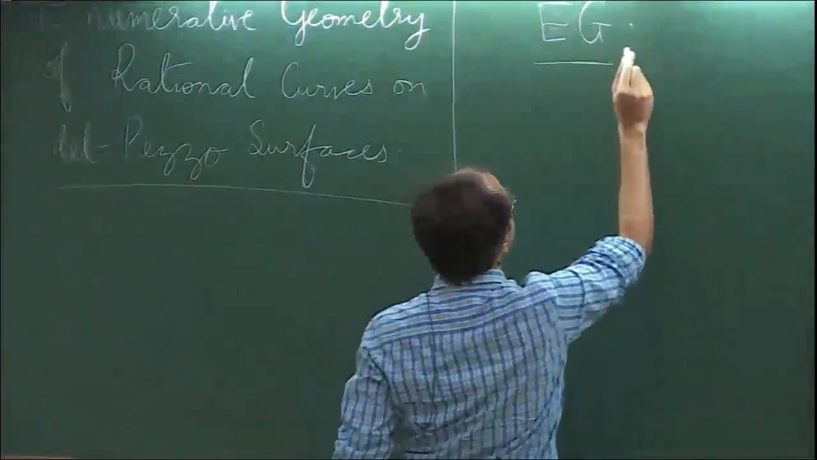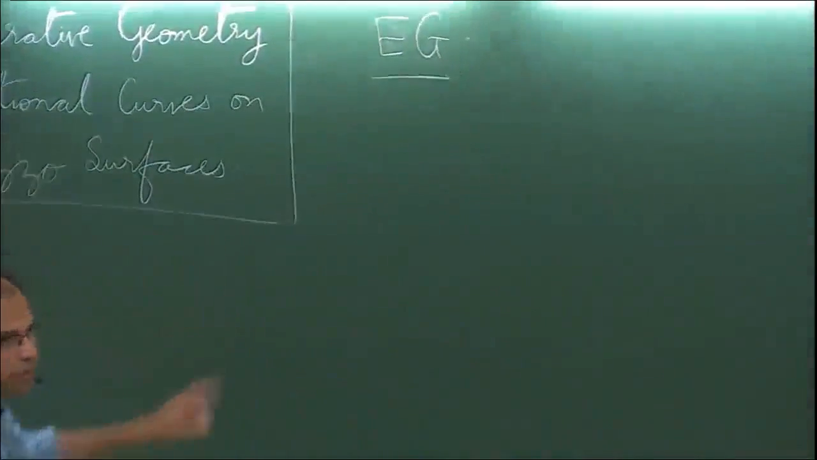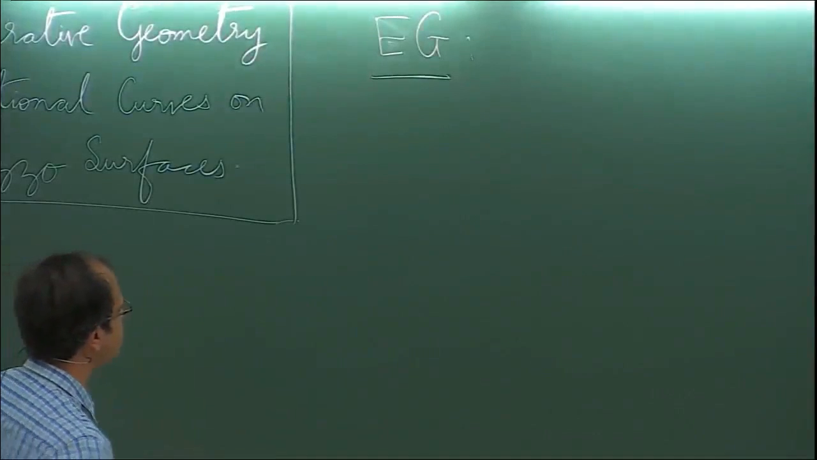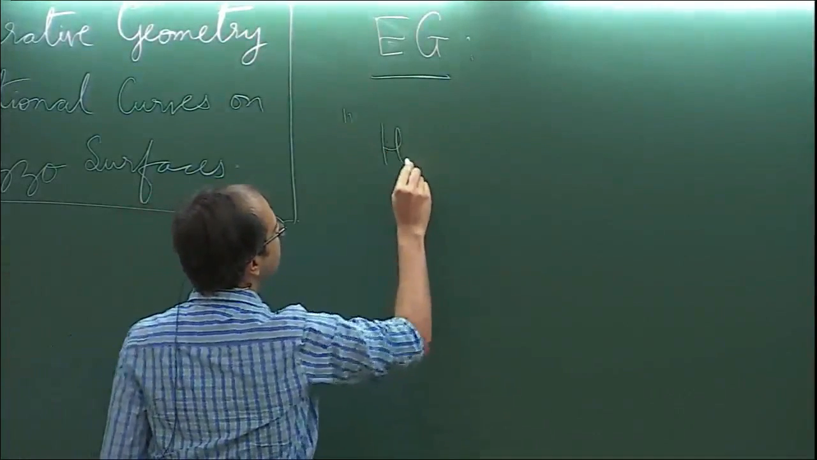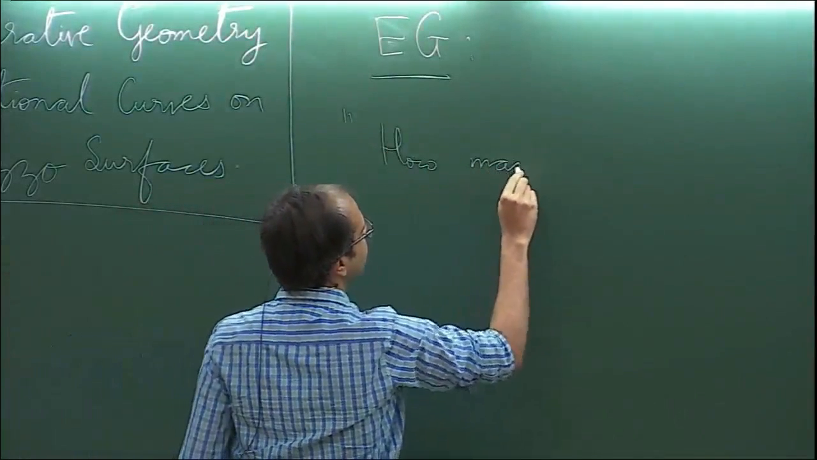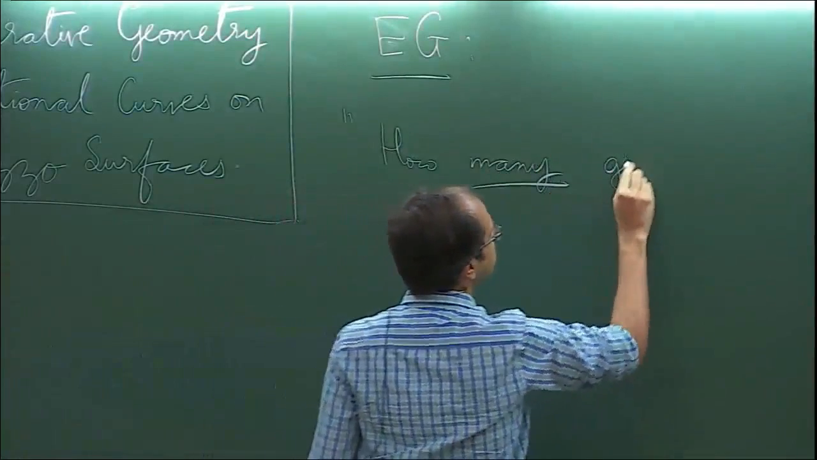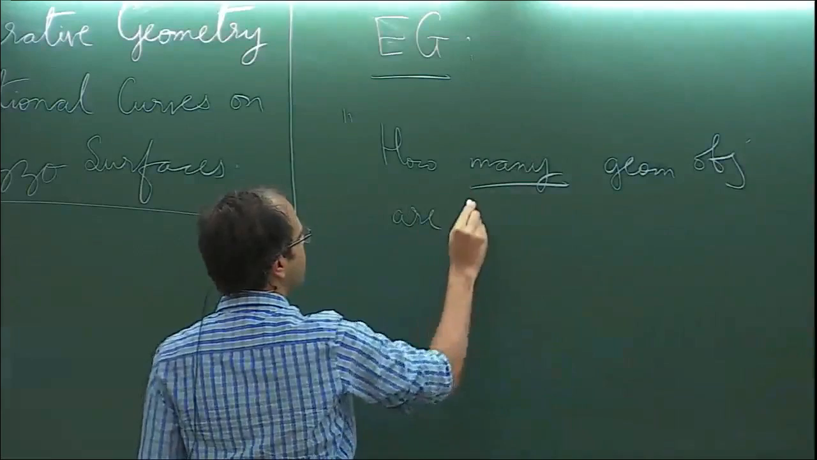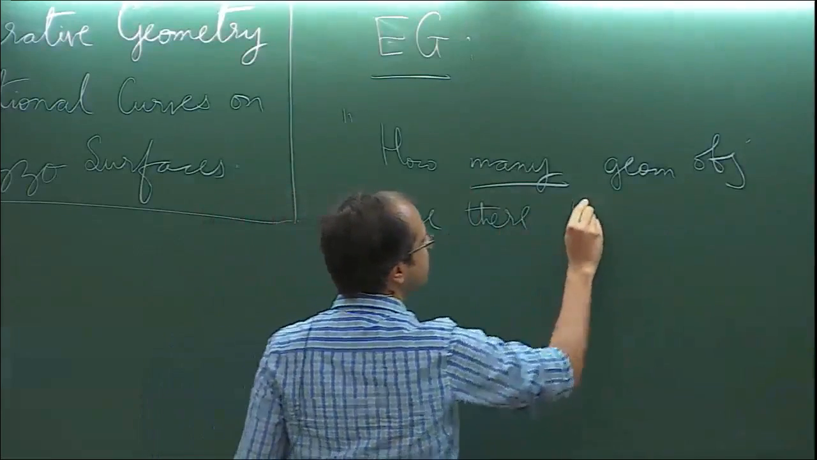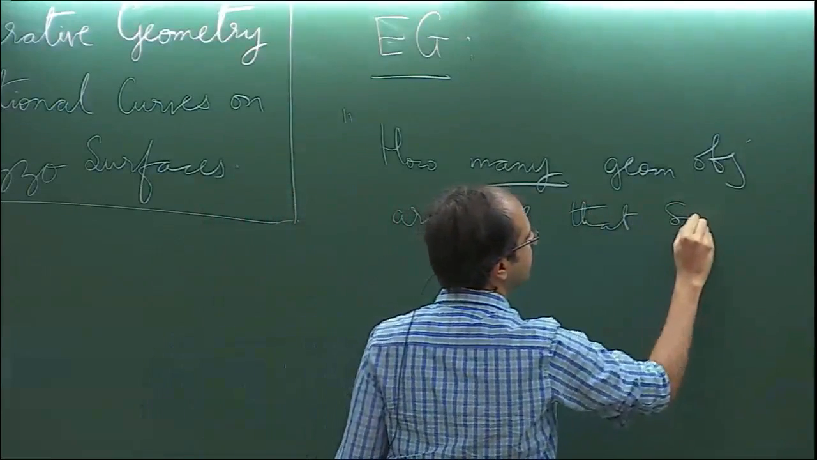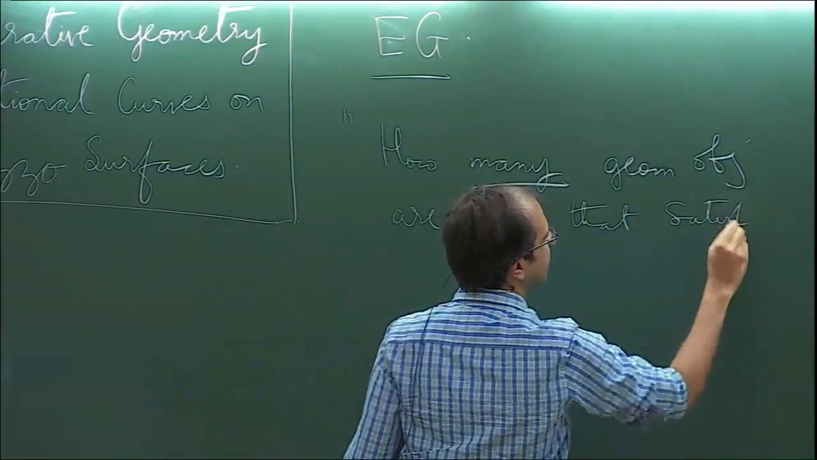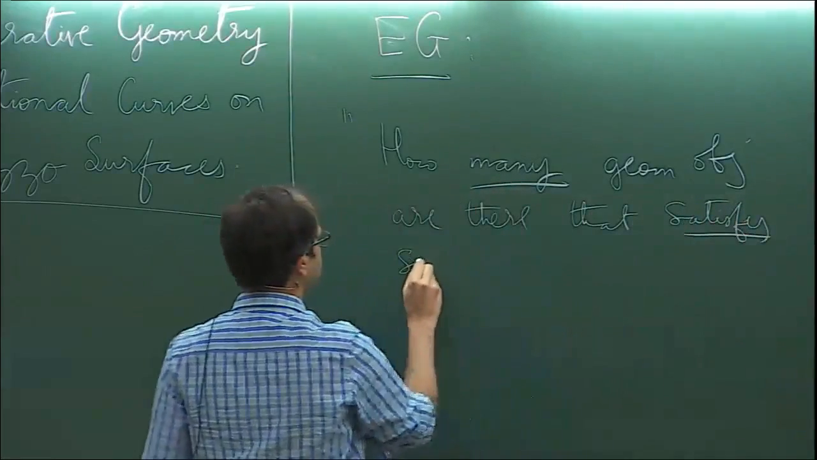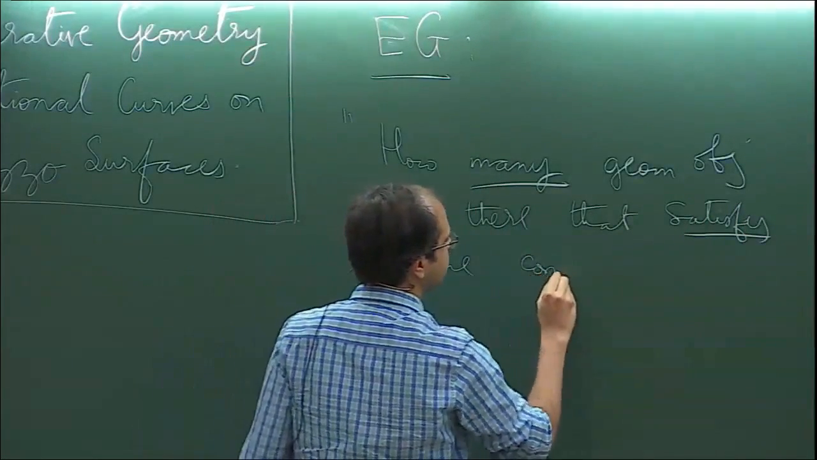enumerative geometry. This is the basic type of question you want to ask, the following: how many geometric objects are there that satisfy some constraint?